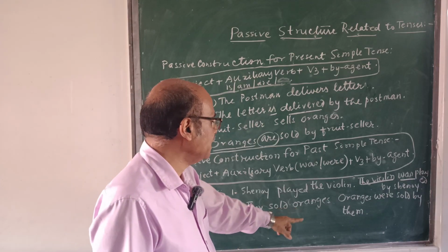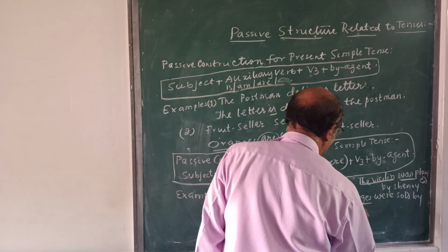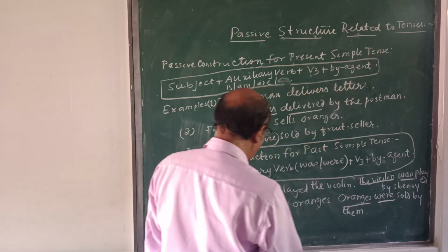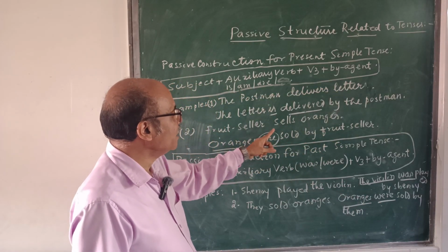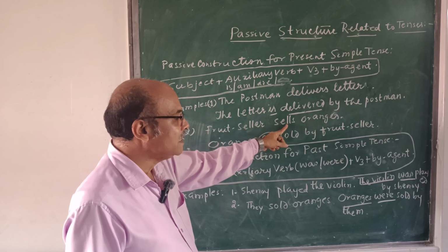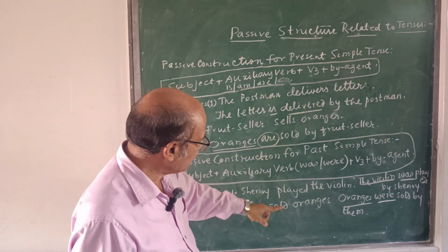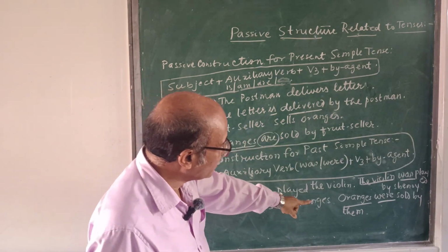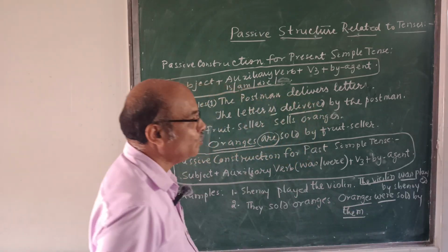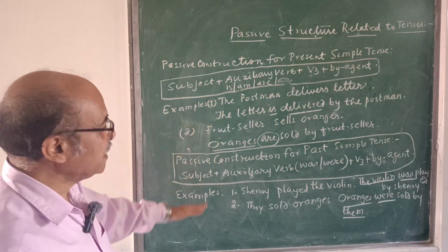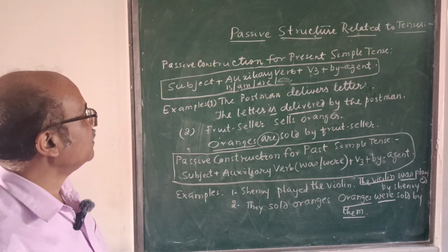They sold oranges. Oranges were sold by them. Why were here? Because this is in your past simple. Why are in the earlier example? Because that was in your present simple. They is changed into them. So, these are some of the things which we see.